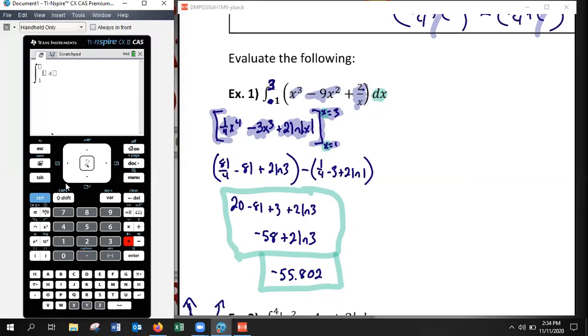So we're going to take the definite integral from 1 to 3. And our definite integral, we have x to the third minus 9x squared, and then plus 2 over x, and then dx. So it'll come up with just what we said.